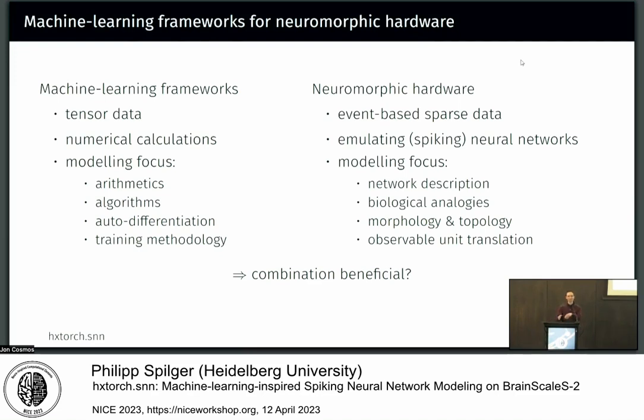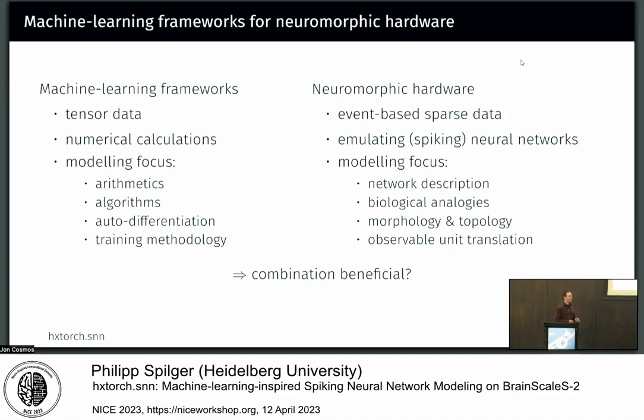Because we want to have the same representation as in biology, we also have to convert the observables unit-wise or otherwise, because the neuromorphic hardware obviously has different units, maybe digital bitwise units or time units which are different from the biological counterpart. And so the question that we are trying to solve is: is the combination beneficial? How can we combine this to make it work the best way possible?